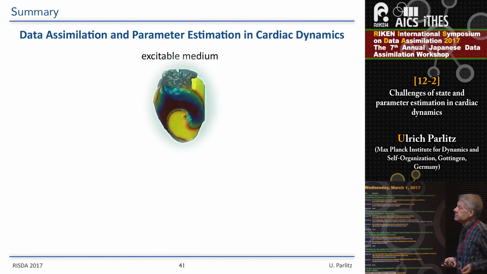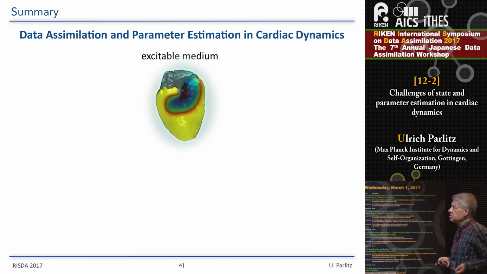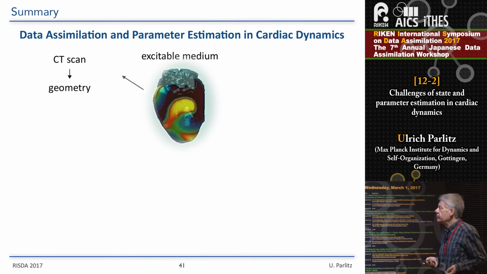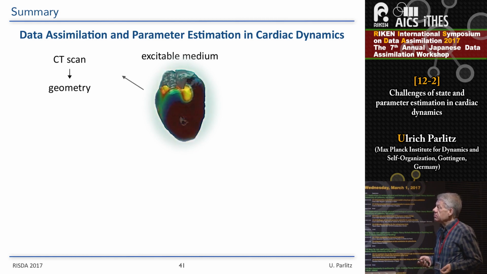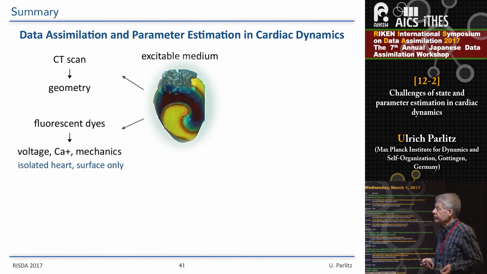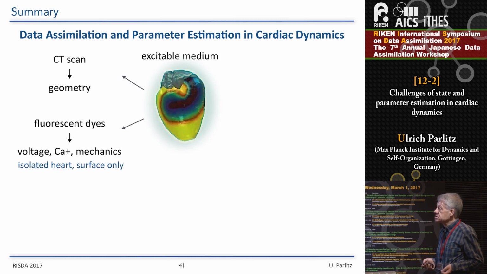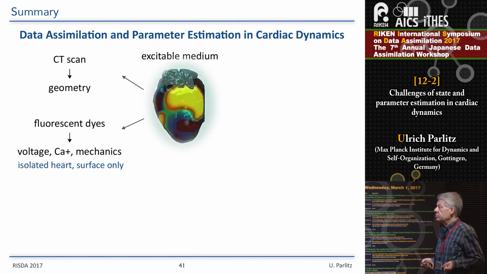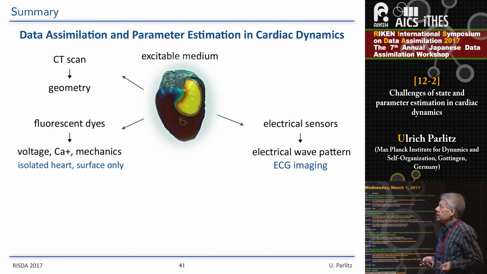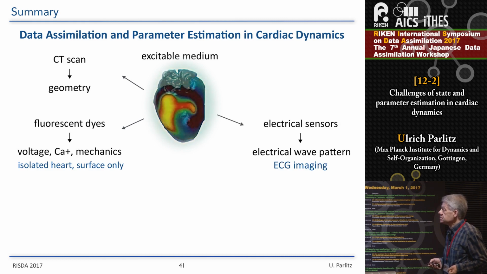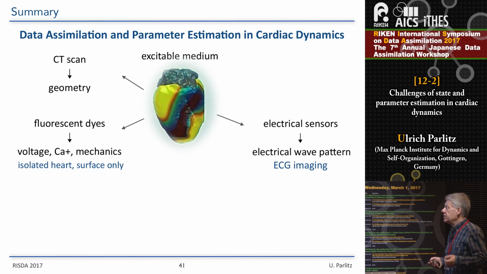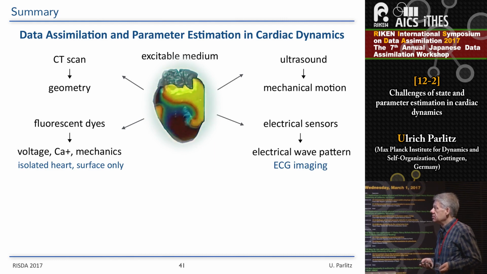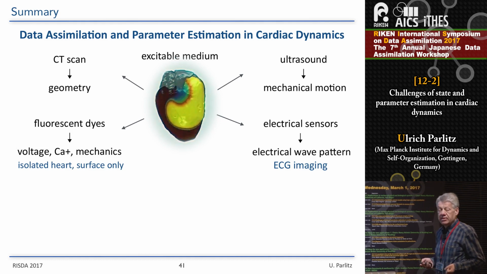So let me summarize. The heart is an excitable medium. It may exhibit spiral wave dynamics or even chaos, which is important from a medical point of view. We can measure its geometry using computer tomography. We can, on the surface, measure voltage, calcium dynamics, and also mechanics. But this is, of course, only possible with an isolated heart. We can use electrical sensors to learn more about the far field of the electrical pattern. And we can also use ultrasound to learn more about the mechanical motion inside the heart.